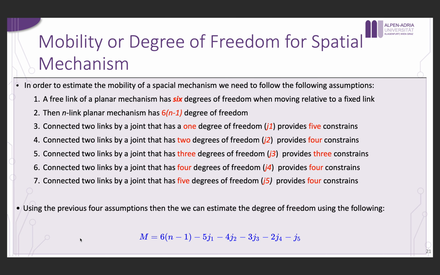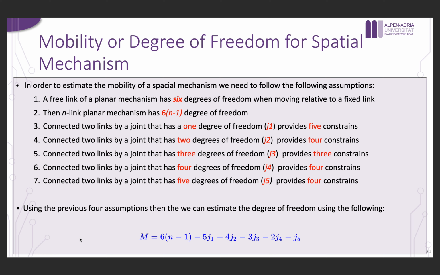Now, we talked about mobility, and the mobility that we talked about before was applied on planar mechanisms, so in 2D mechanisms, and now let's talk about 3D. If you remember, when I talked about mobility in 2D, I said that a free link in a 2D plane has at the beginning 3 degrees of freedom, where the first degree of freedom is basically translating along X. The second is translating along Y, and the third is rotating around Z.